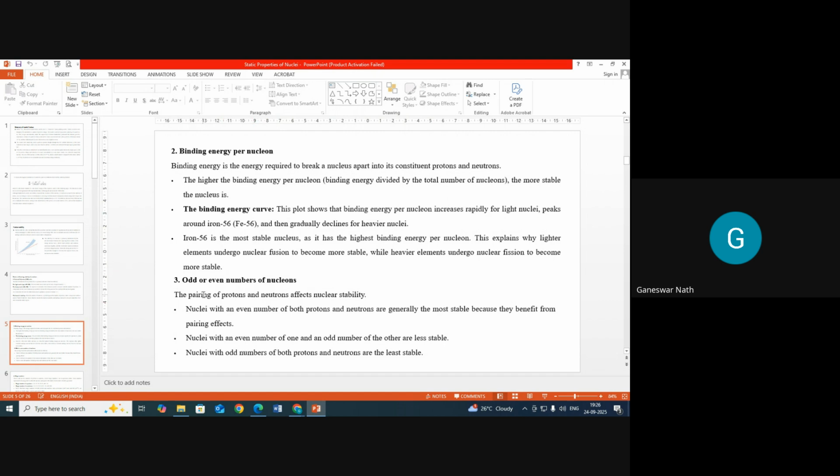Then another part is the odd or even number of nuclei. Particularly, the pairing of proton and neutron affects nuclear stability. Nuclei with an even number of both protons and neutrons are generally the most stable because they benefit from the pairing effect. Nuclei with an even number of one and an odd number of the other are less stable, and nuclei with an odd number of both protons and neutrons are the least stable. So depending on whether the number of protons or neutrons is even or odd, you can determine the stability of the nucleus.